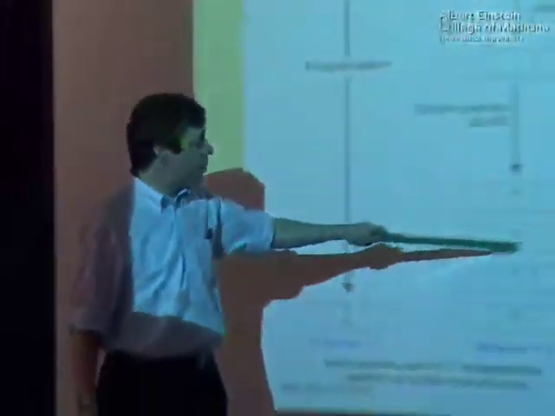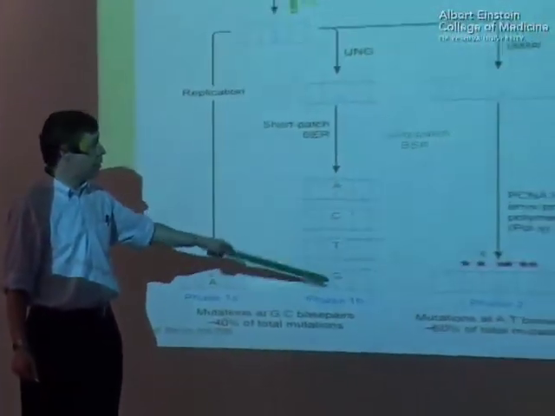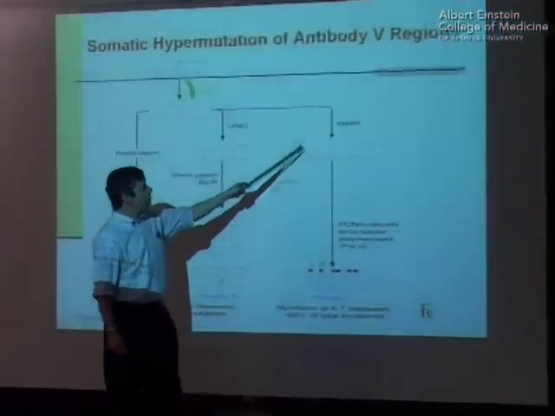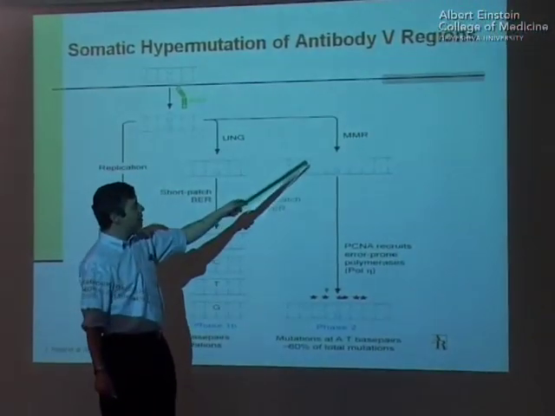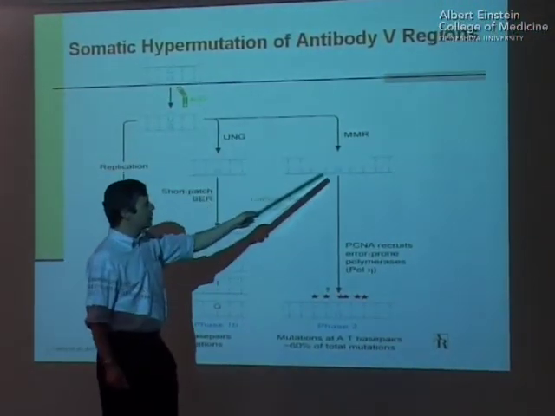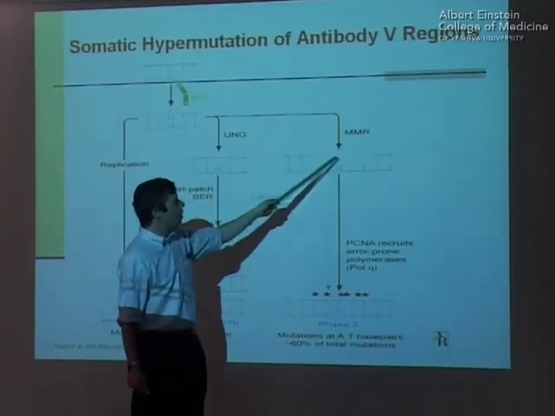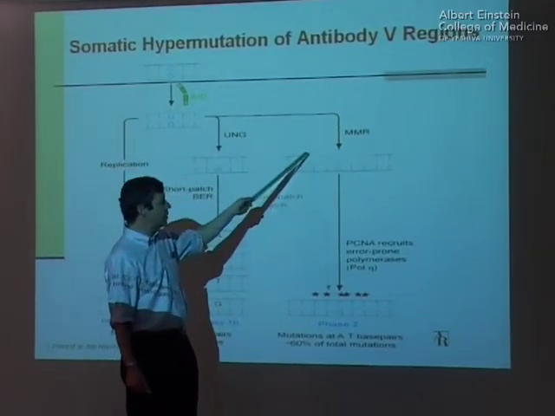In addition, there are a lot more complicated processes that go on, where you excise that and now you introduce different nucleotides randomly. But what gives an even higher level of variability is that somehow this nick, which is open, gets expanded, and now you have a large gap in your DNA sequence.